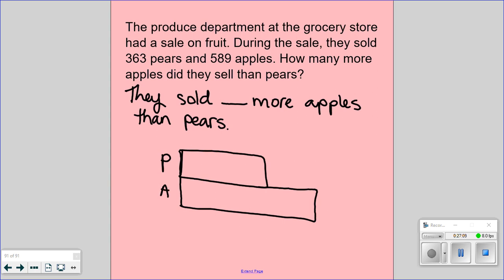Done? So I didn't make it like this way. Is one of them bigger than the other? Yeah. Then that's fine. So far, so good? Happy? How many pears did they sell? I see every single person's hand. How many pears did they sell? Madison? Yeah, I'm going to write that in there.